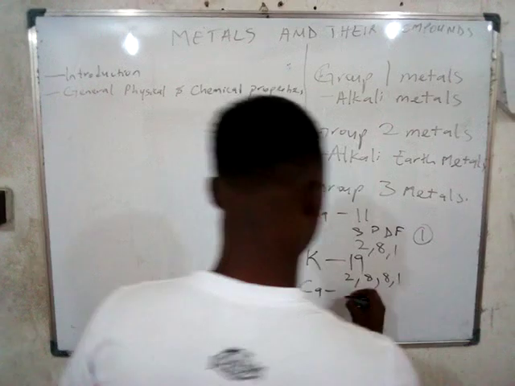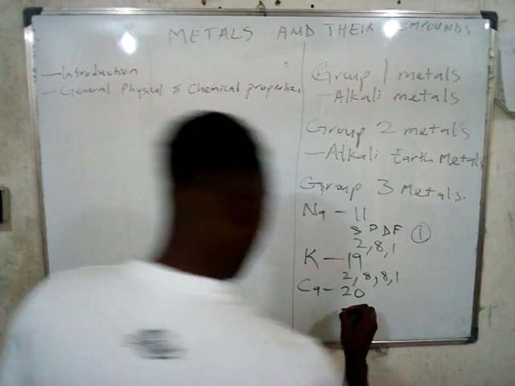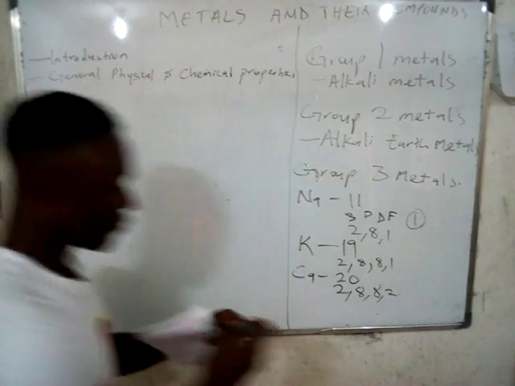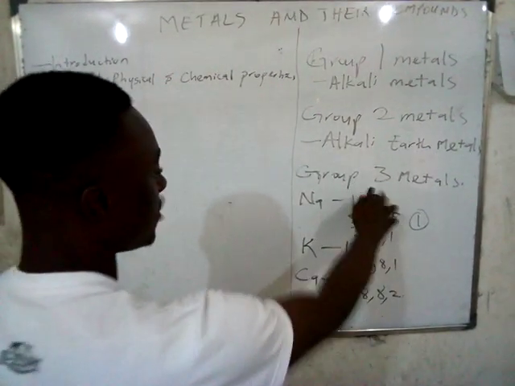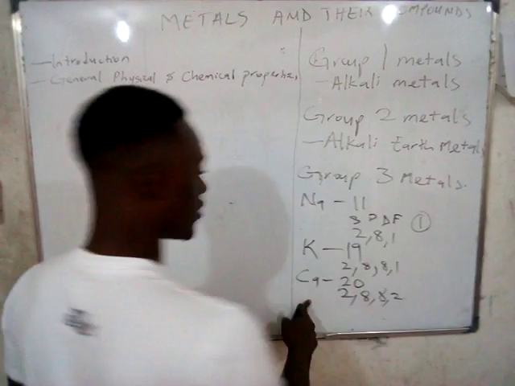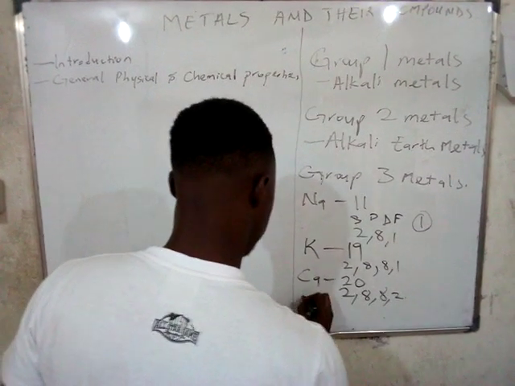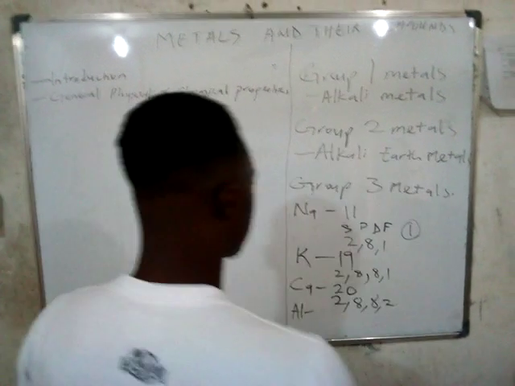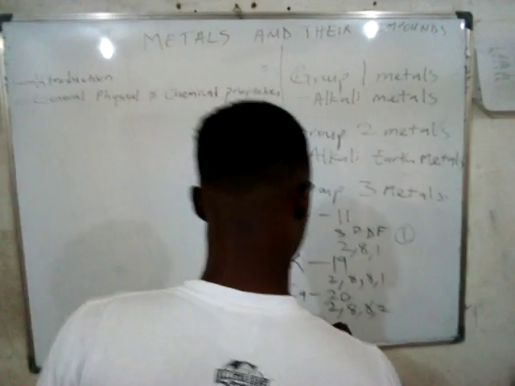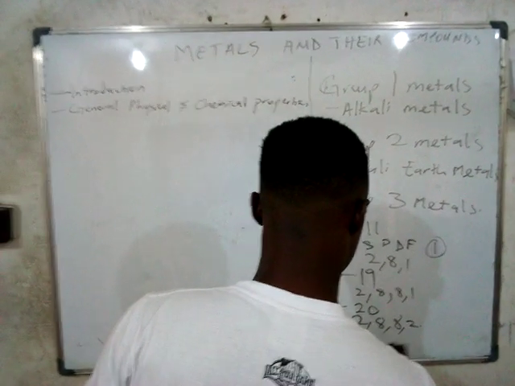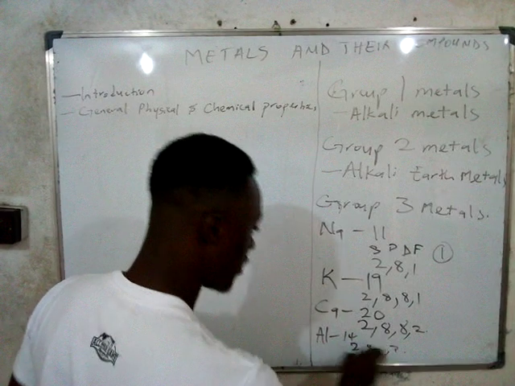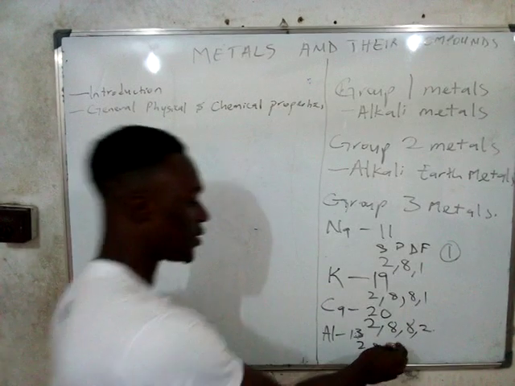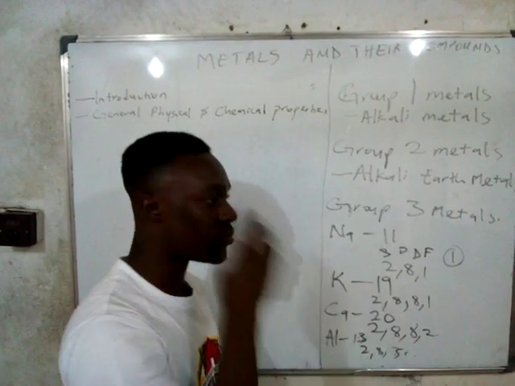Now, calcium is element 20, which means it will have an electronic configuration of 2, 8, 8, 2. Then, the group 3 metals are the metals that have 3 electrons on the outermost shell. A common example is aluminium. Aluminium is number 13, so it will be 2, 8, 3, and you see that it has three electrons on the outermost shell.